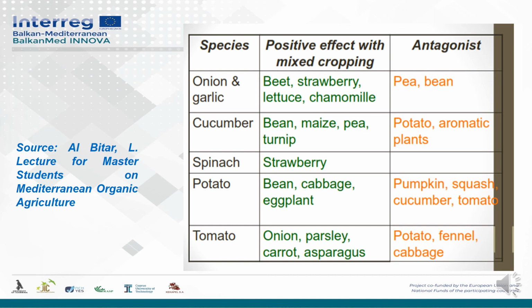About spinach, spinach goes well with strawberry. We don't have any suggestion for an antagonist plant. For sure, somewhere exists other information, but this is the best information that I have regarding spinach. Potato can create a positive effect in mixed cropping with bean, cabbage, and eggplants, and has antagonists pumpkin, squash, cucumber, and tomato. Tomato, from the other side, goes well with onion, parsley, carrot, asparagus, and doesn't go well with potato for sure, as I mentioned previously, fennel and cabbage.